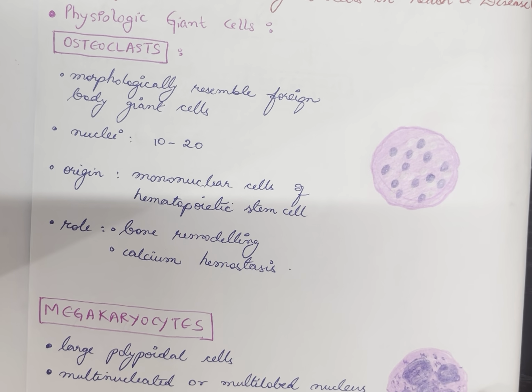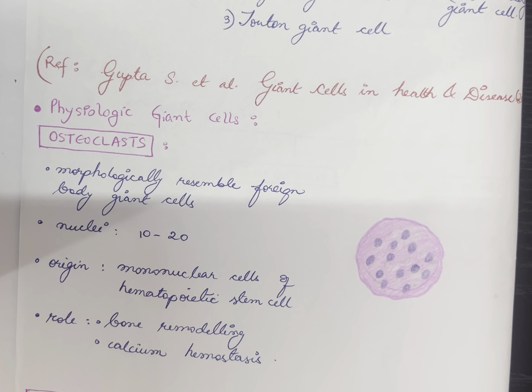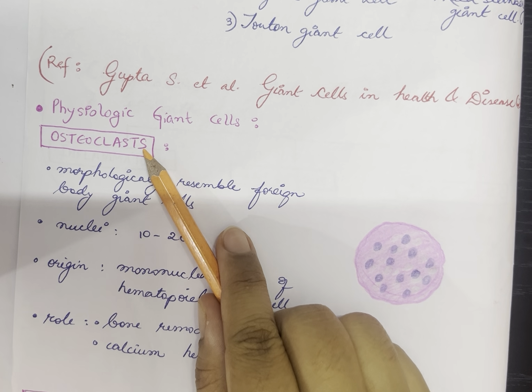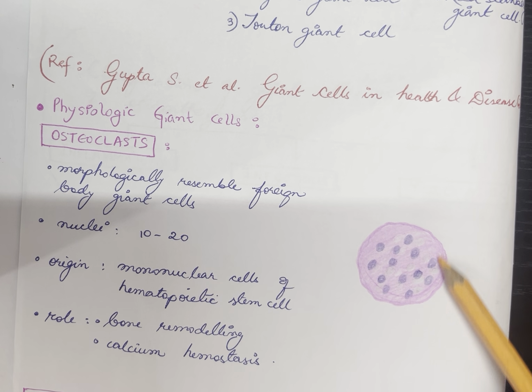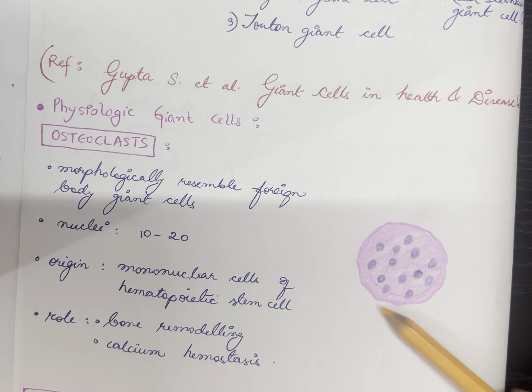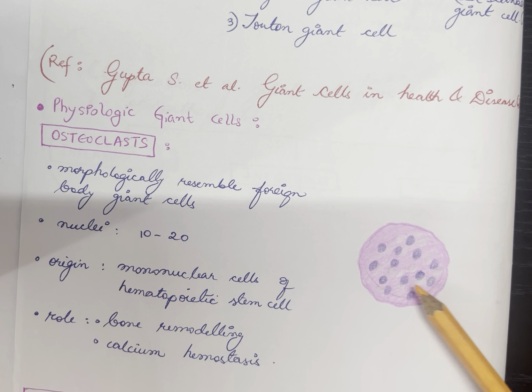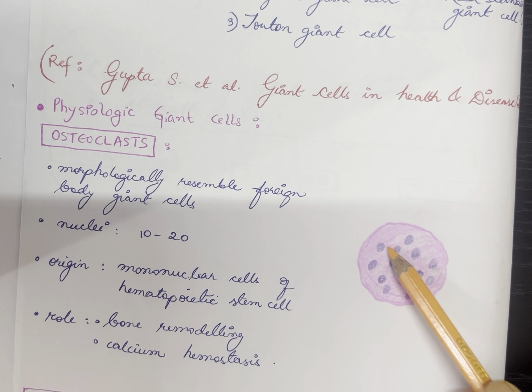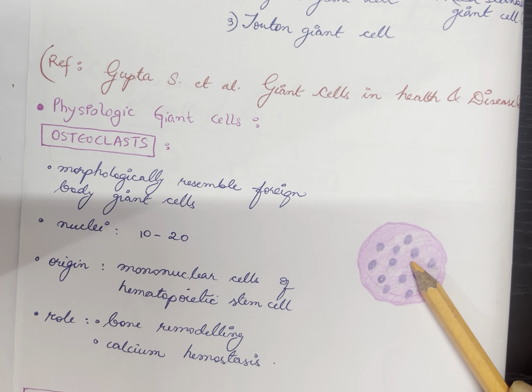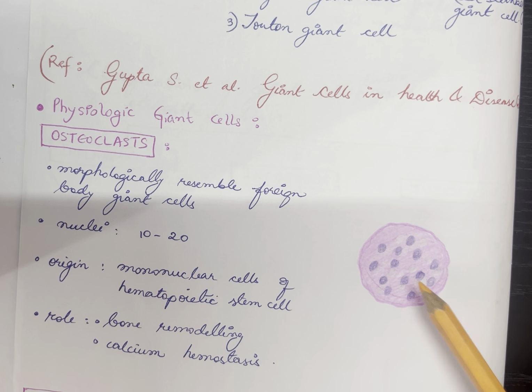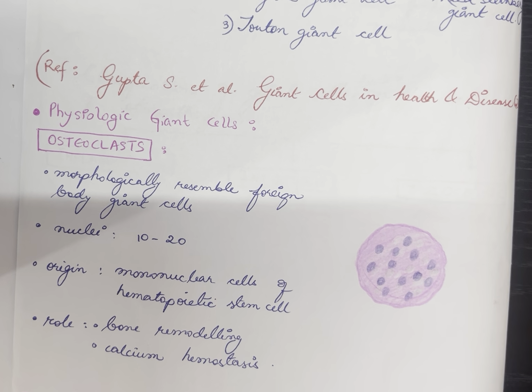So coming to the physiologic type of giant cells, number one is osteoclast. This is how an osteoclast looks. It morphologically resembles a foreign body giant cell. The nuclei are about 10 to 20 in number. The origin is mononuclear cells of hematopoietic stem cell, and the role is bone remodeling and calcium homeostasis.